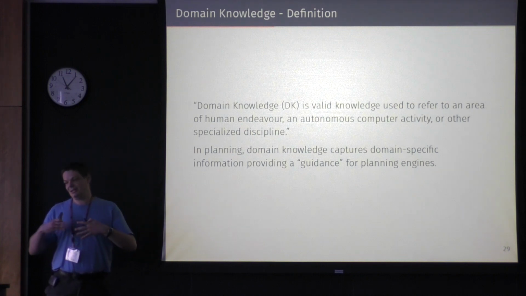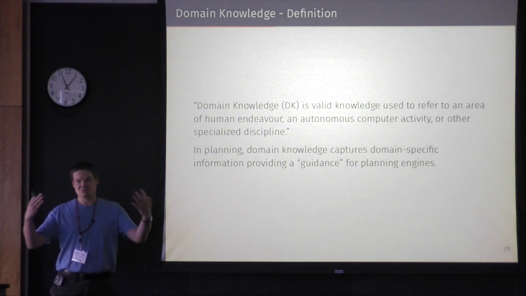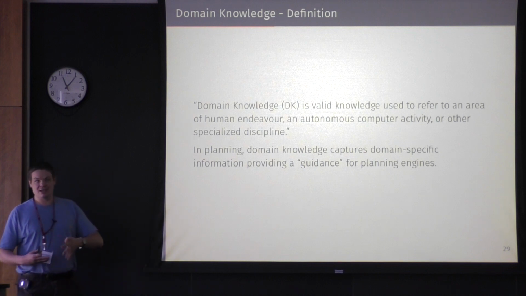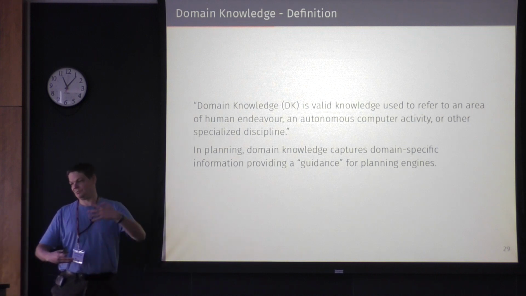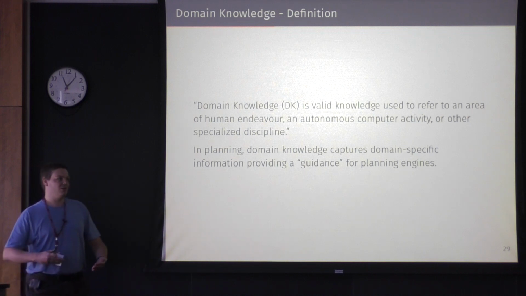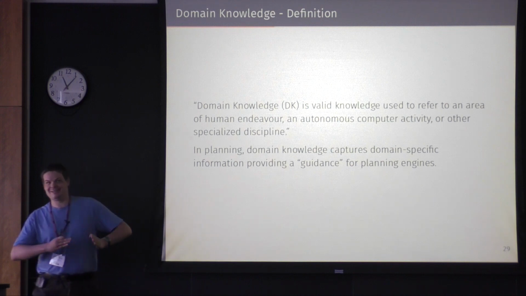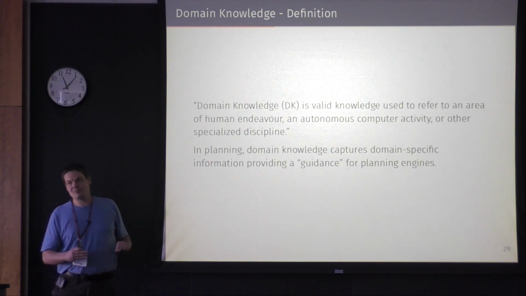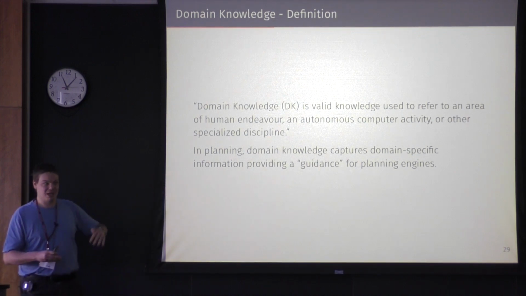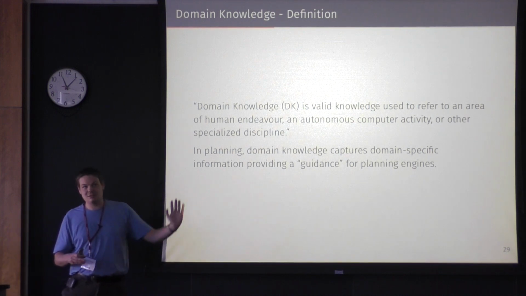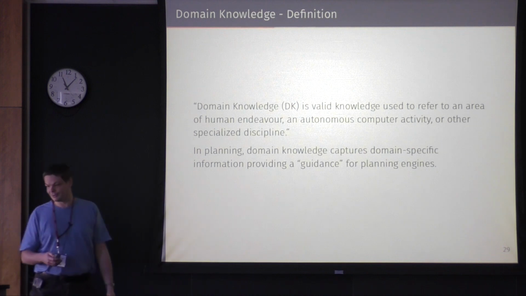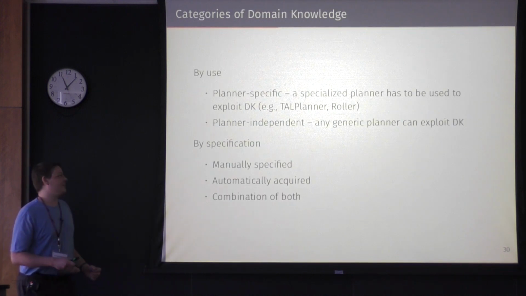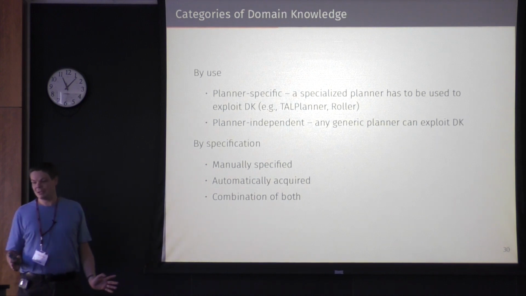So we need some sort of domain-specific knowledge that provides some information that guides planning engines, right? In other words, this is some sort of advisor which says, well, maybe the plans should look like this, or maybe when you apply that action, this is the other action you should apply next, and so on, right? So how do we classify domain knowledge?